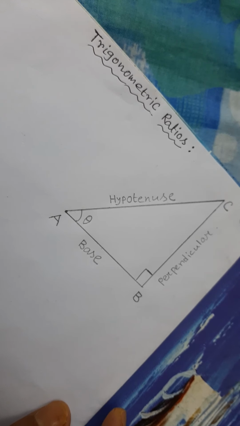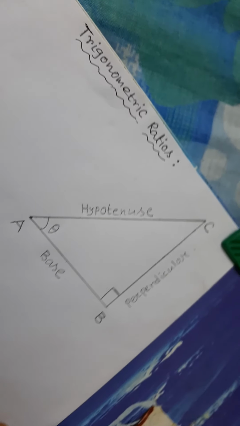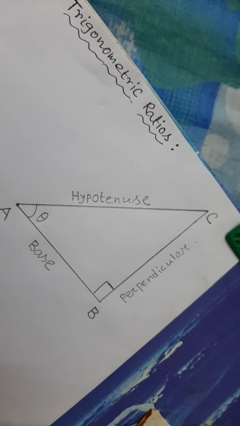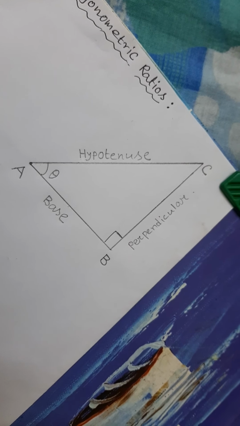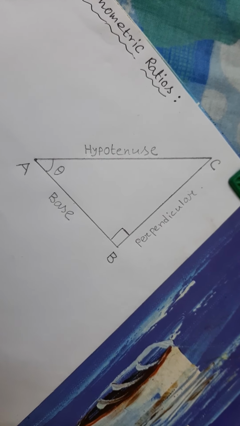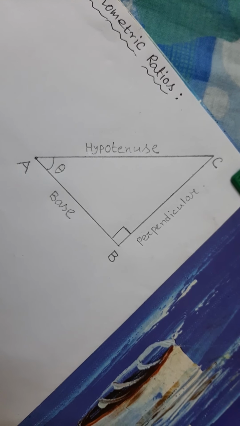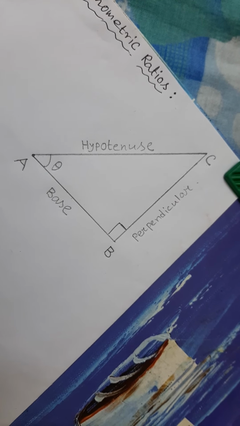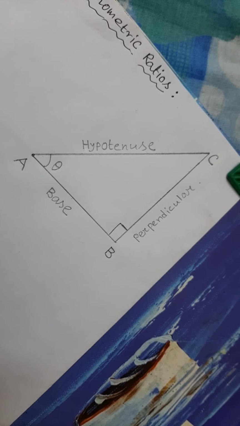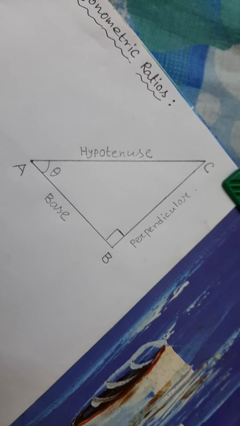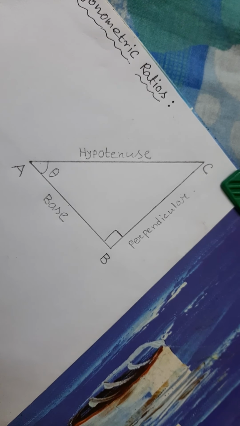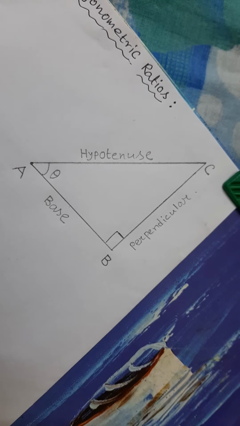Hello students, topic is trigonometric ratios. So, ABC is any right angle triangle whose angle B is 90 degrees, and angles A and C are less than 90, that is, acute angles.